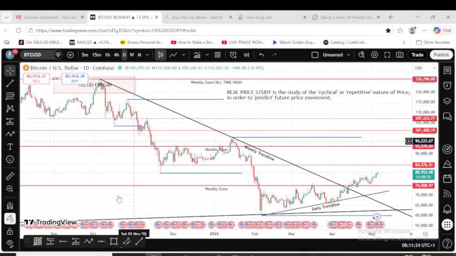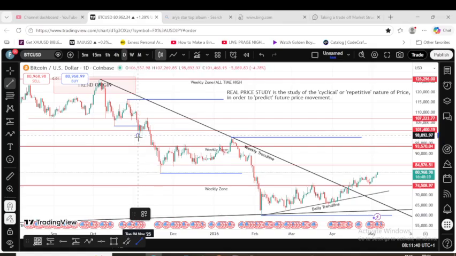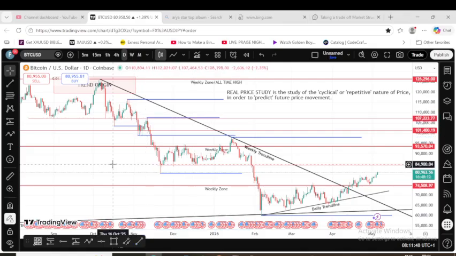define some trades. Oh, I actually missed some here. These are actually part of my market structure. I didn't draw them, but these are part of my market structure. Okay. So, real price study.